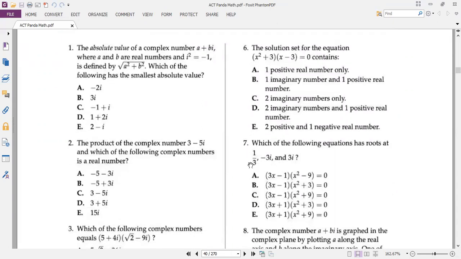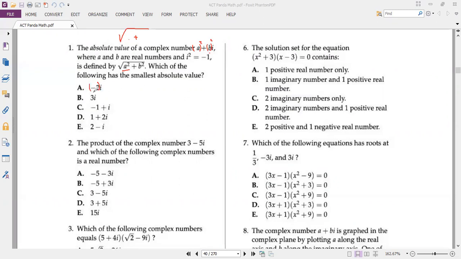We have the first question here, number one, about the absolute value of a complex number. The rule of absolute value means we take the square root of the square of the real part, including the sign, plus the square of the imaginary part. He gives us the rule here and asks which of the following has the smallest absolute value.